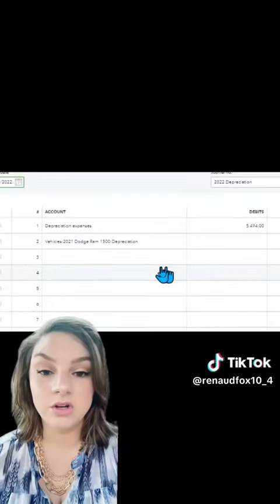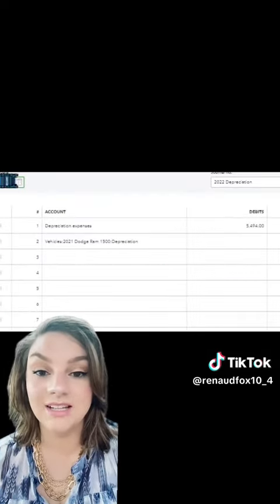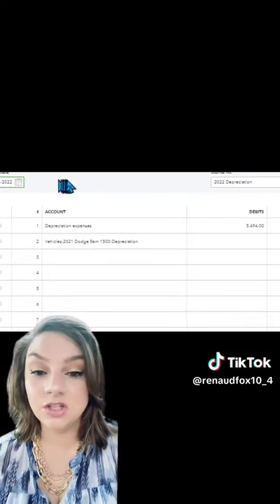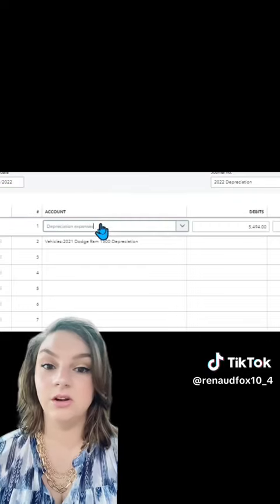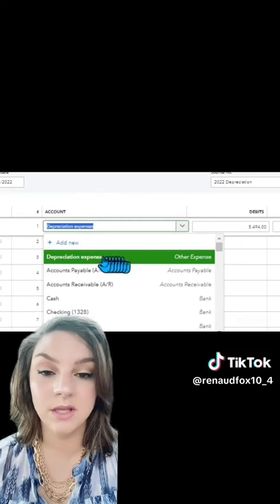So I'm going to show you what that looks like in the actual journal entry. So you have your depreciation expense, and that is just going to be just a regular expense that you'll see on your profit and loss at the end of the year. It'll go under other expense, depreciation expense.